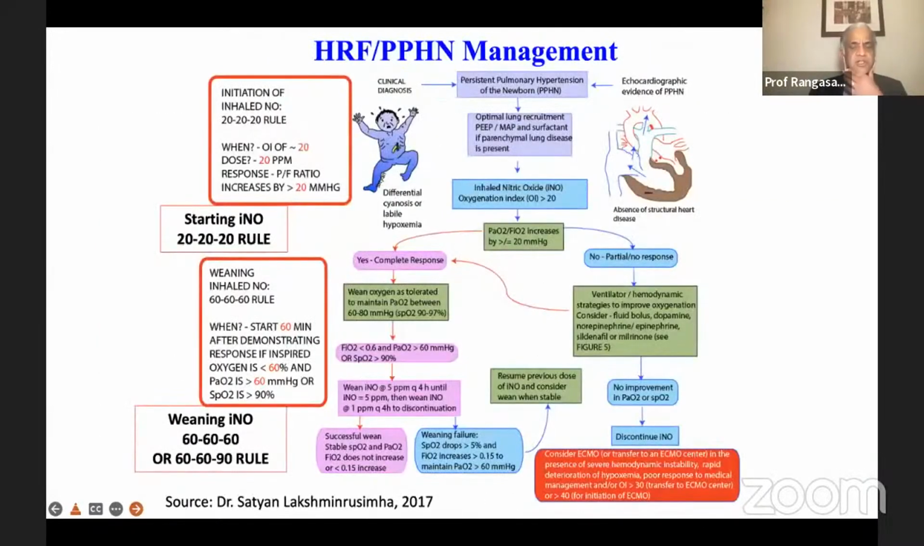Yeah, so if you're going to start nitric oxide, this is the rule that Dr. Satyan recommends. OI more than 20, use 20 parts per million, and if the response, his PF ratio, improves more than 20, wean the FiO2 first after 60 minutes of starting, when the FiO2 is less than 60 and the PO2 is more than 60. I use the 60, 60, 90 rule.